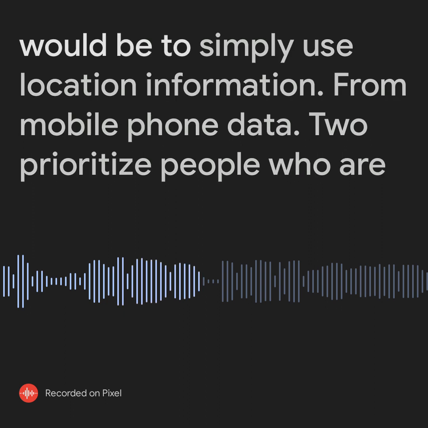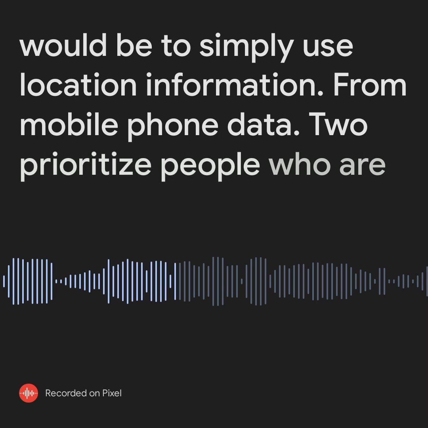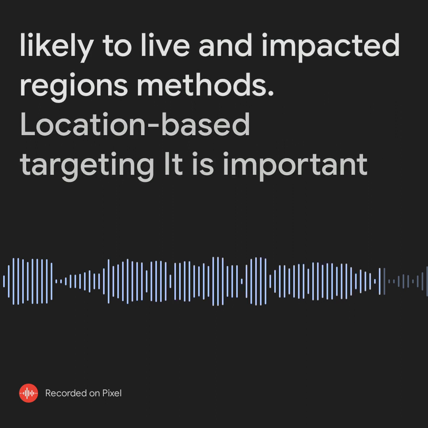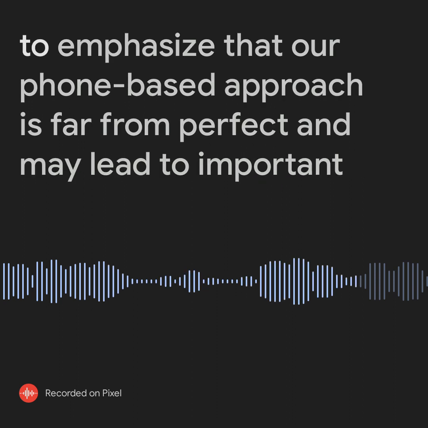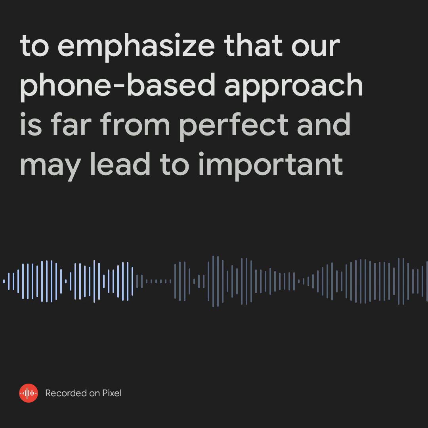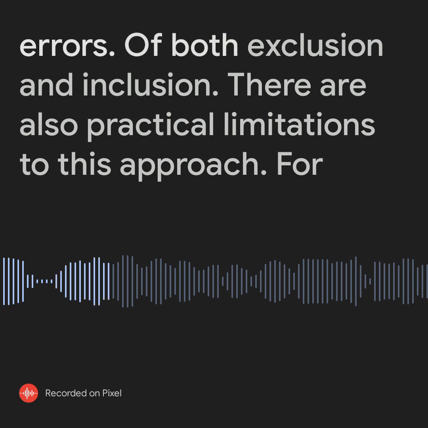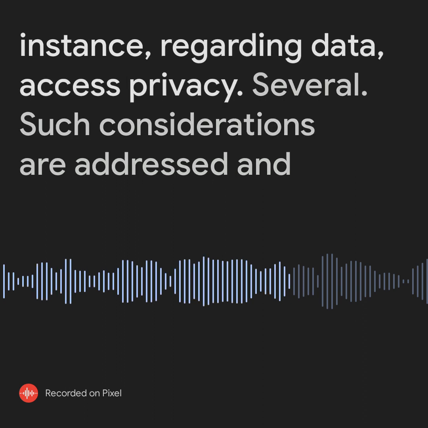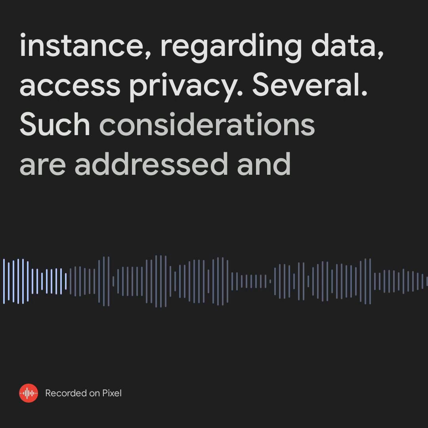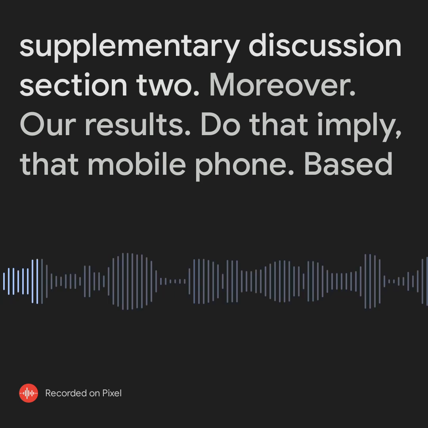Another possibility would be to simply use location information from mobile phone data to prioritize people who are likely to live in impacted regions. Methods: location-based targeting. It is important to emphasize that our phone-based approach is far from perfect and may lead to important errors of both exclusion and inclusion. There are also practical limitations to this approach, for instance, regarding data access and privacy. Several such considerations are addressed in supplementary discussion, section 2.